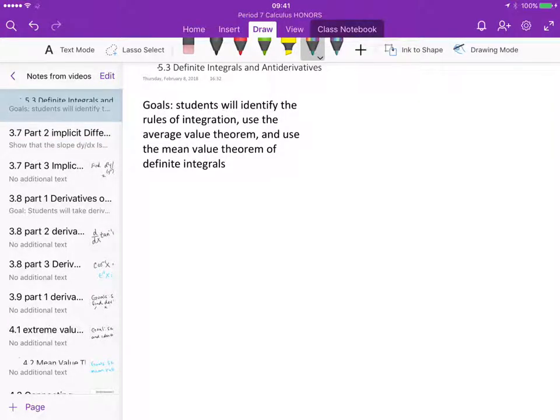All right, so we are diving into 5.3, which is all about the definite integral and its relationship to the term antiderivatives. In my opinion, they're pretty synonymous terms, with a little bit of difference in terms of how they are used.